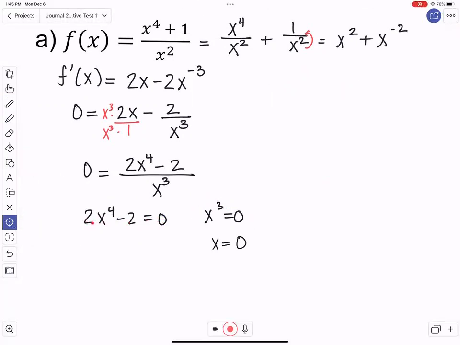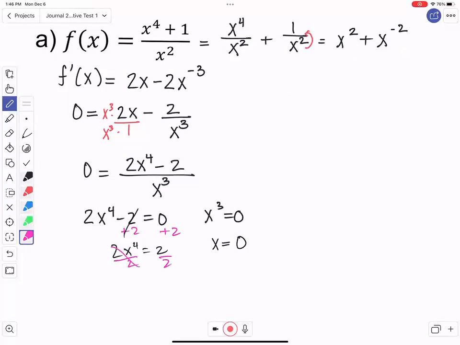For this one, on the other hand, I need to get x to the 4th by itself. So I'm going to move over the 2 by adding, and then I'll divide by 2. When I do that, if I add over 2, divide by 2, what number would this become? Oh, did I go too fast? I can slow down. So I'll show all my work. If I add over 2, and this becomes a 2 here, divide by 2, you guys said 1?